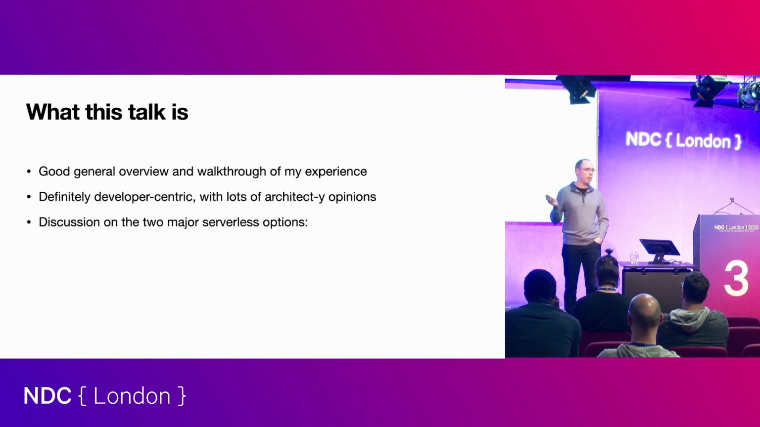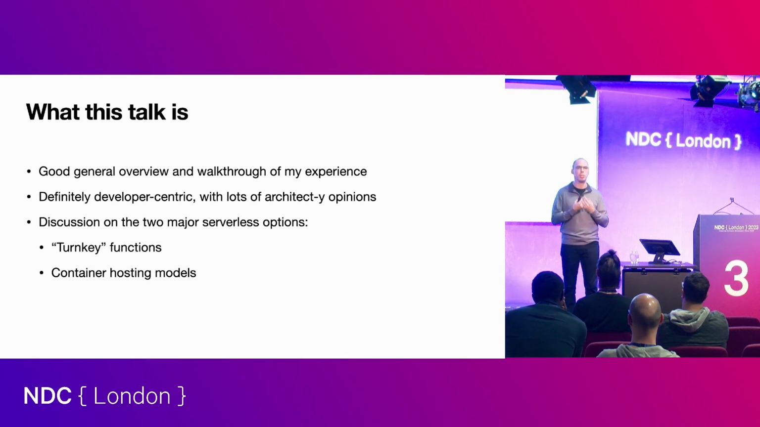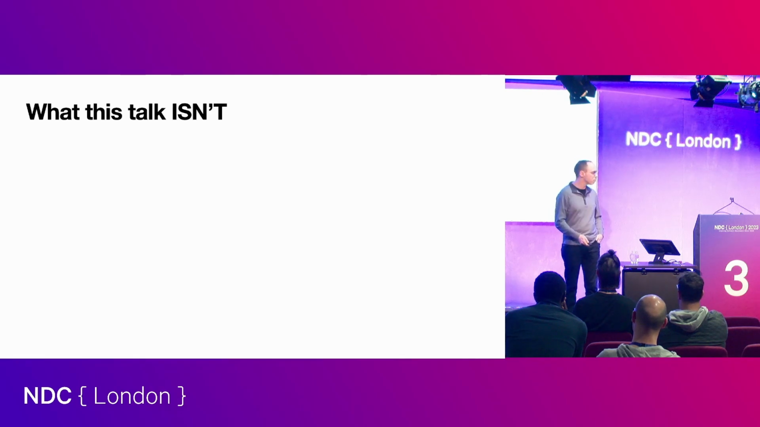So we're going to discuss two major serverless options. We're going to discuss the classic turnkey options, what I call functions: Google Cloud Functions, Azure Functions, and AWS Lambda. We're going to talk about those and the developer experience around them. We're also going to talk about how you grow out of those, and what you use to grow out of those. So we'll talk a lot about container-hosted models for functions, as a serverless model.